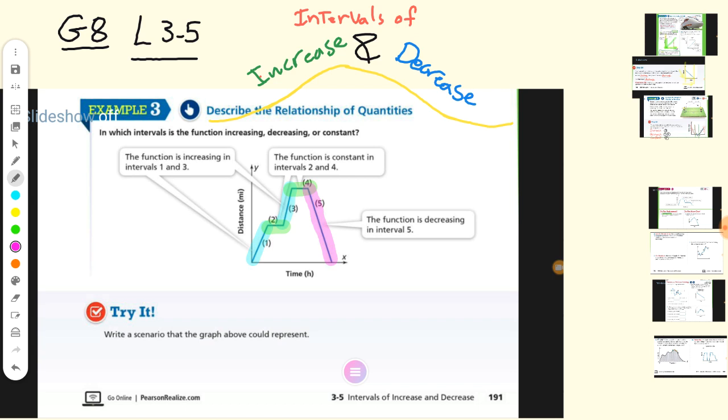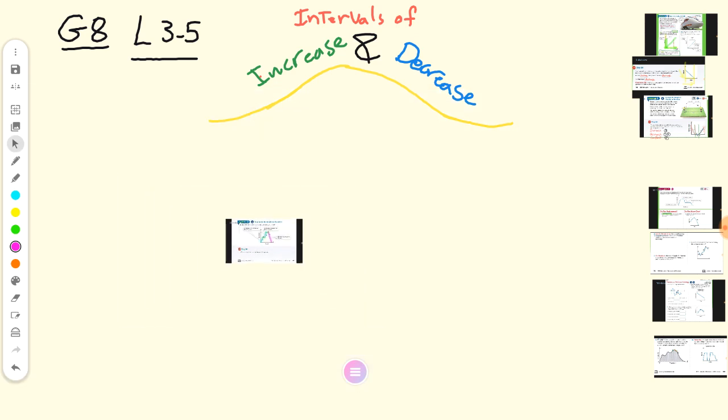Write scenarios that the graph above could represent. We can write a scenario like what? Like I'm driving my bike and going to the mountain. I'm going up in interval 1, and then I take a rest to eat something in interval 2, and then going up again in interval number 3, and then I take a rest in interval number 4, and then going down to my home in interval number 5. So this is a small scenario about what's happening here.